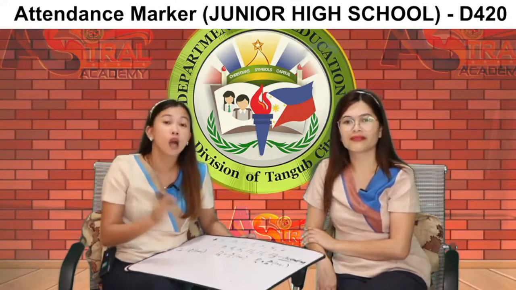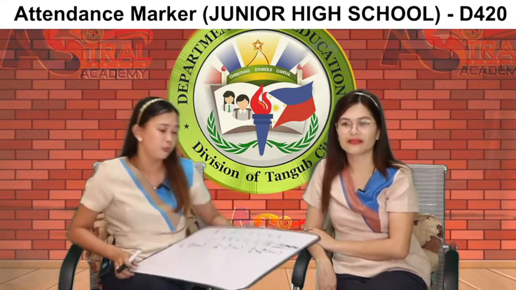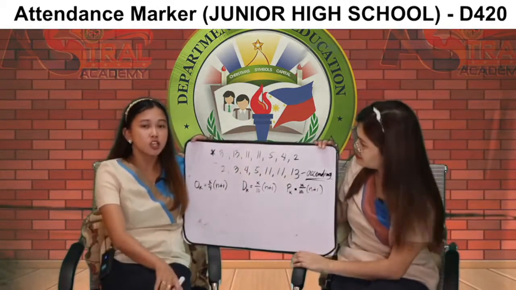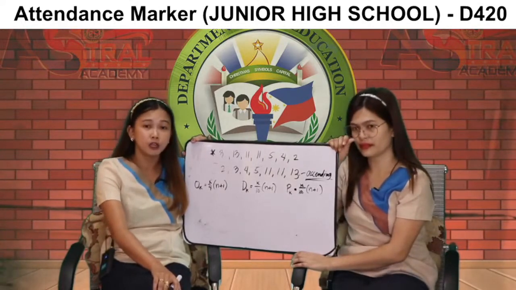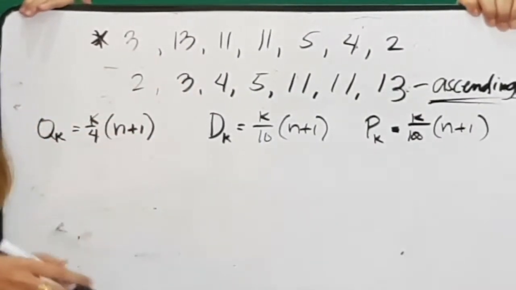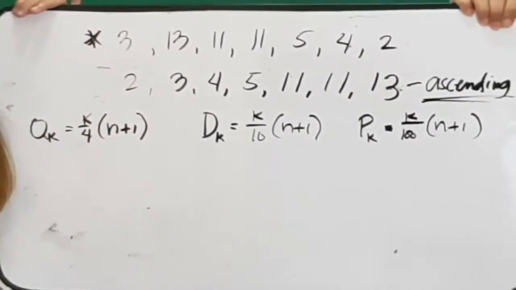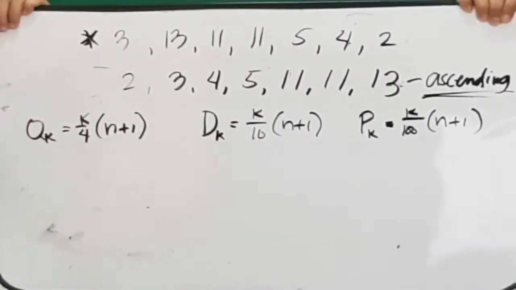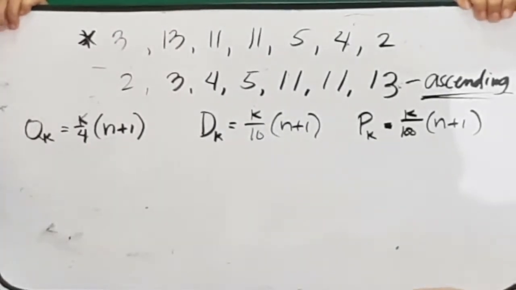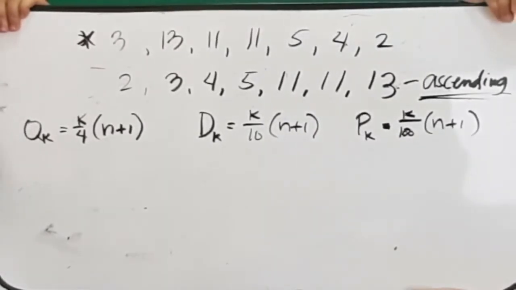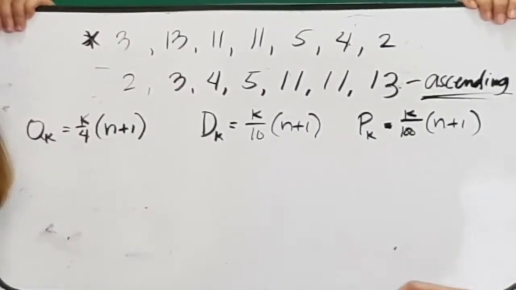Now, since we're going to calculate, this time let us have an example. Okay, so let us learn how to calculate a specified measure of position. So in this example, we have here given data, okay, the 3, 13, 11, 11, 5, 4, and 2. So we're going to calculate for the first quartile, the third decile, and the 20th percentile. Okay? So we will solve three of these, Ma'am Gay. So Ma'am Gay, if we're going to calculate a measure of position, the first thing that we're going to do is arrange the given data in ascending order. Okay? So that is our first task.